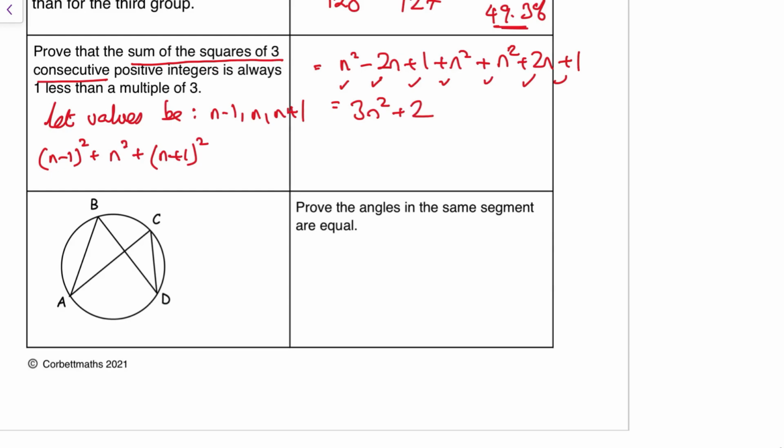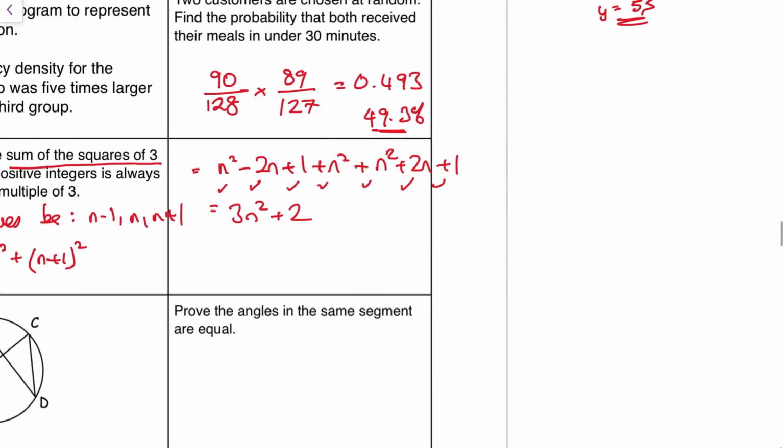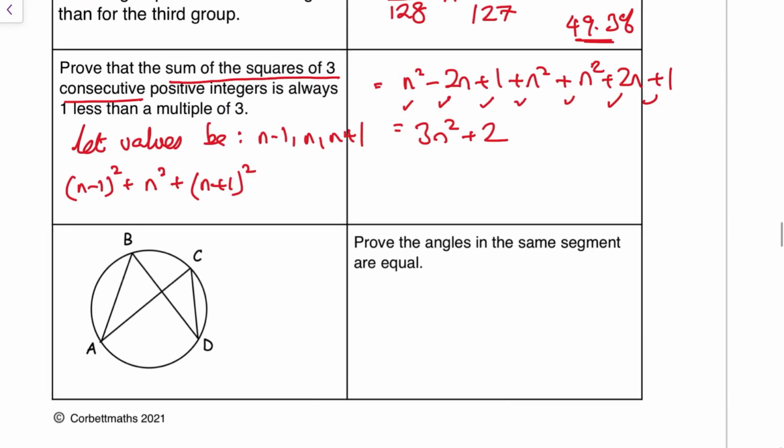Prove that the sum of the squares of positive integers is always 1 less than a multiple of 3. Well, I've got plus 2, which is 1 less than a multiple of 3, but I'd like this to be a bit neater. So I'm going to do something slightly different. I'm going to say this is the same as 3n squared plus 3 minus 1, because 3 minus 1 is 2, which I can then say is 3n squared plus 1. That's a multiple of 3 minus 1.